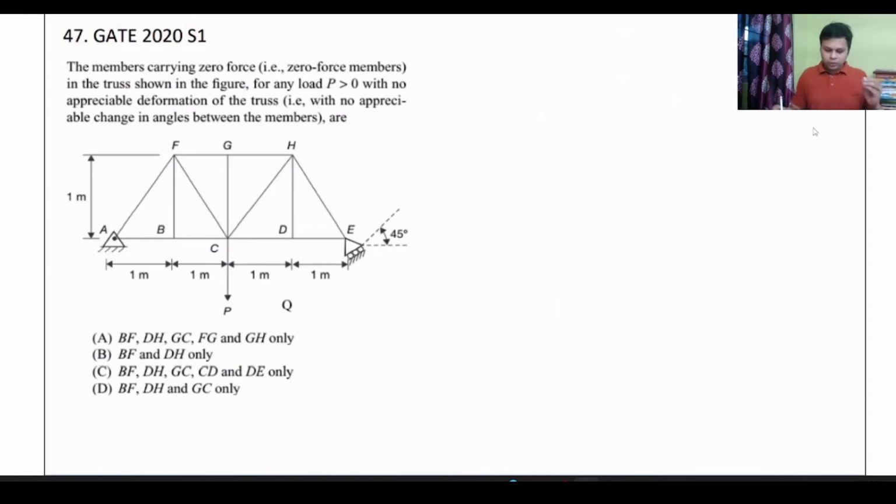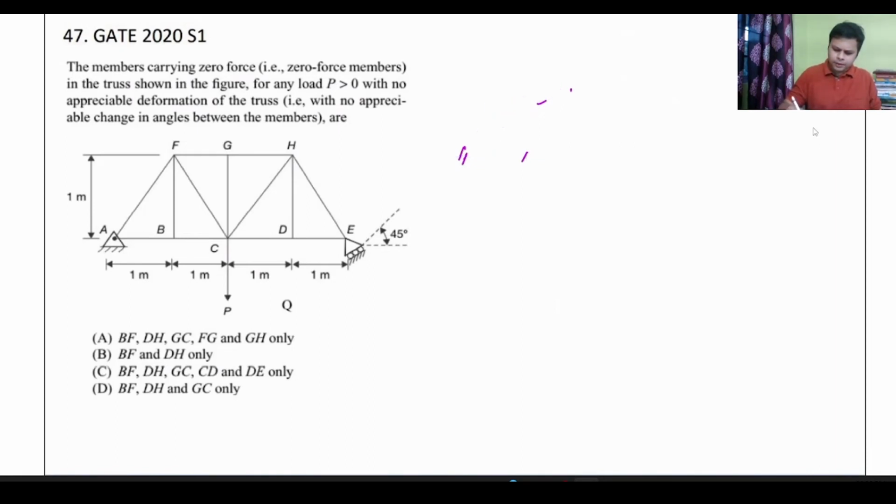Okay. The concept that needs to be used here is when three members are meeting at a joint, and two of them are collinear, like this one and this one, the force in the third member is zero. This is one of the concepts that we are going to use.